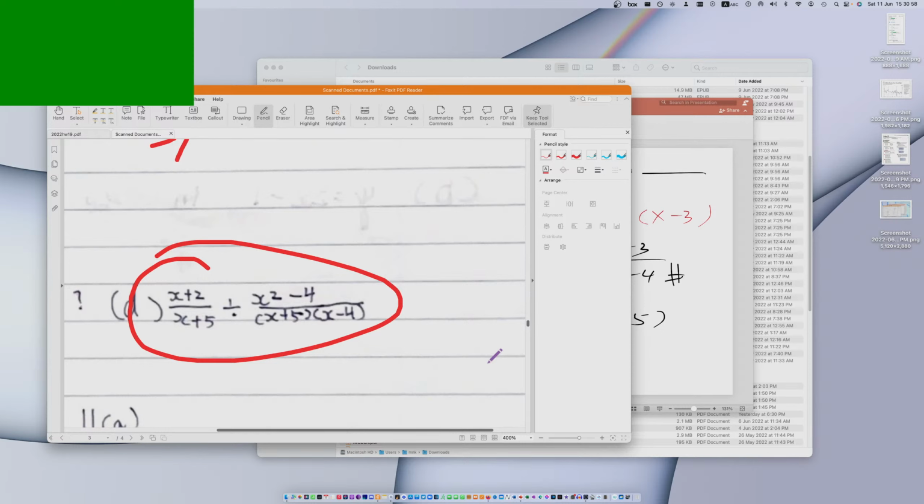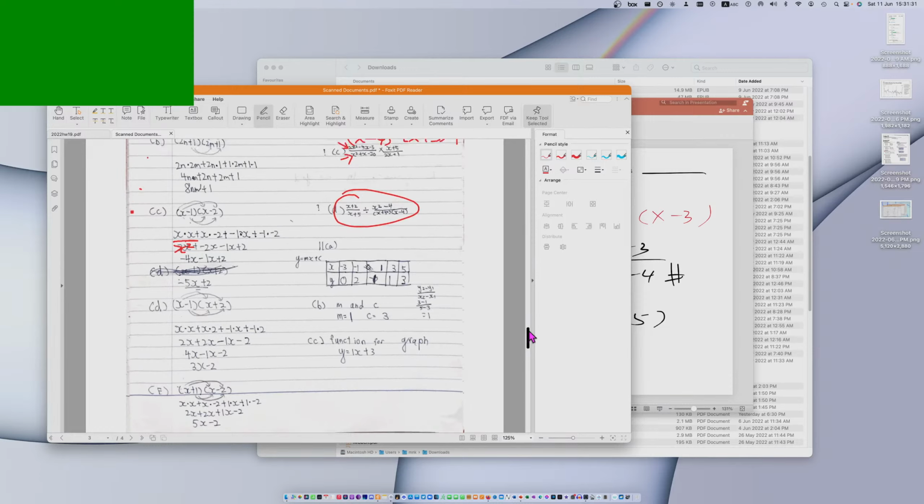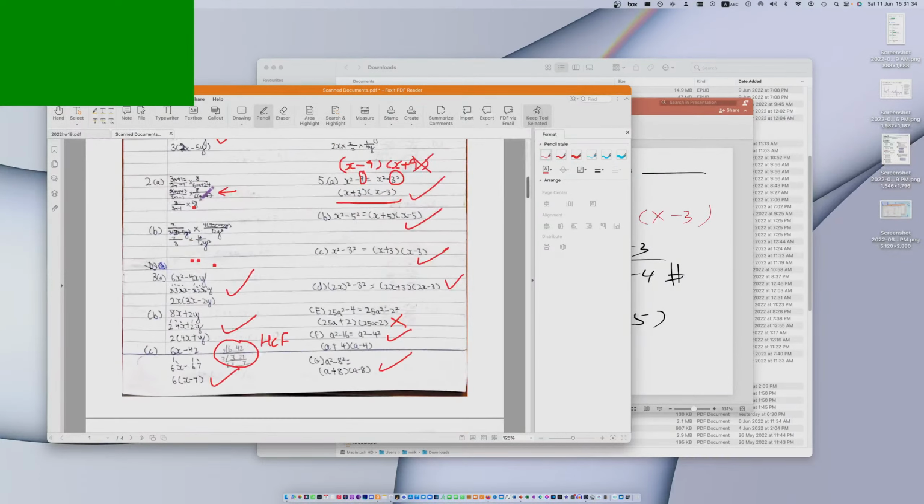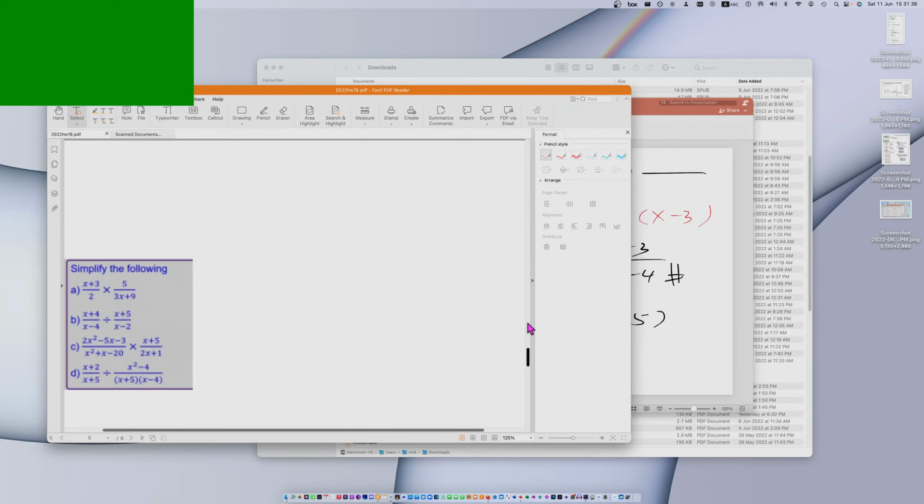Next time when you see x square minus something, you need to be very alert. Can you see you can delete something? Very good. That's the final answer. So that's why I give you a lot of practice on this one as well.